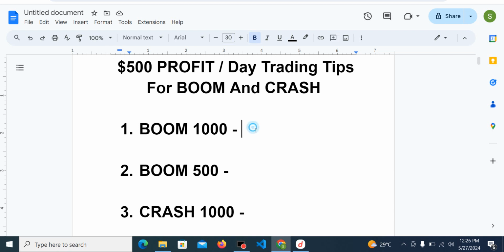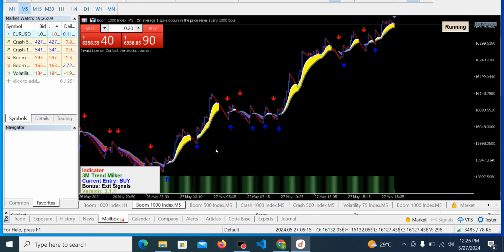So quickly let's go straight into what we have right here, starting with Boom 1000. So this is Boom 1000. I'm on the 5-minute time frame using the 3M Trend Milka trading indicator. Right from this support zone, it started an uptrend. That is why you are seeing the yellow flag and the blue arrows, okay? And of course it kept on buying, got to this resistance zone and played around there for a while before breaking out above it to get to a new resistance zone, okay?